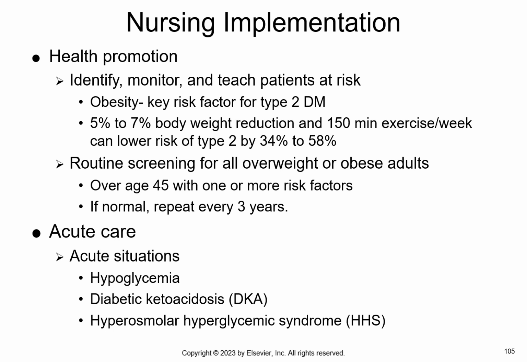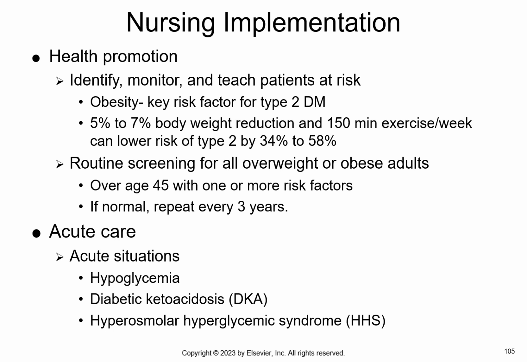Current recommendations for primary prevention include lifestyle modification for at-risk people, a modest weight loss of 5 to 7% of body weight, and 150 minutes of physical exercise a week. This lowers the risk for developing type 2 diabetes by 34 to 58%.